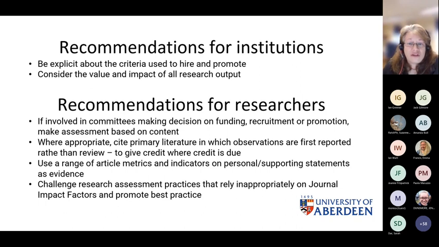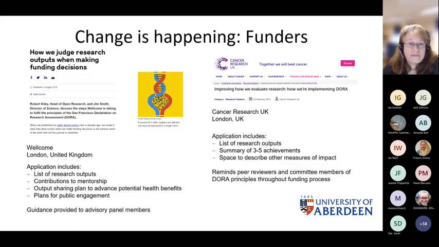And use a range of article metrics and indicators, and challenge research assessment practices that rely inappropriately on journal impact factors, and promote and teach best practice that focuses on the value and influence of the research outputs. So change is happening right across the board.